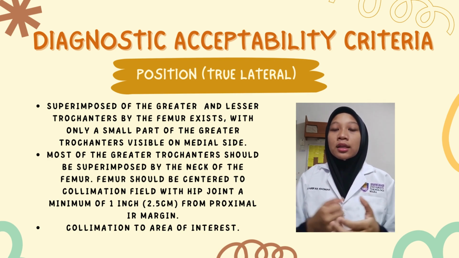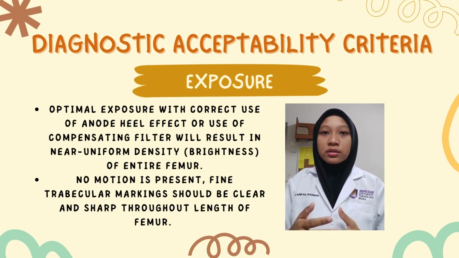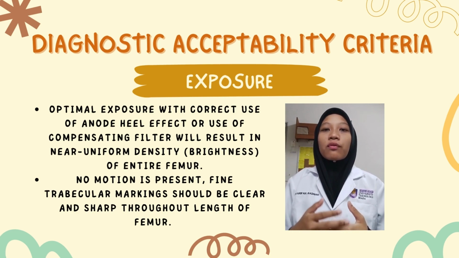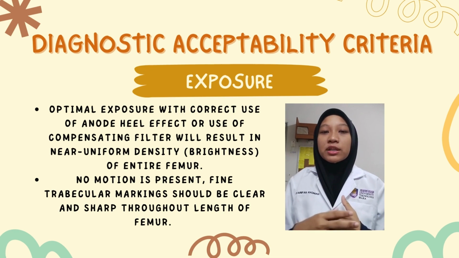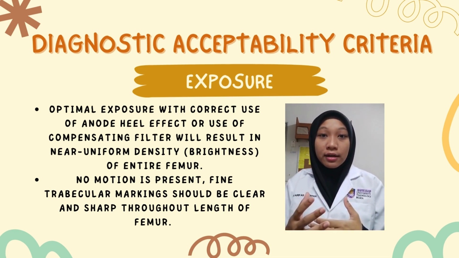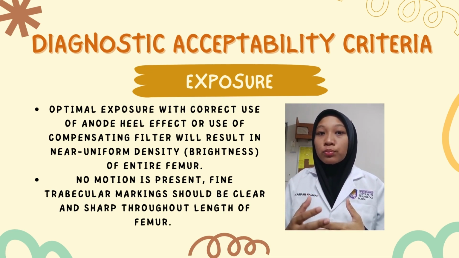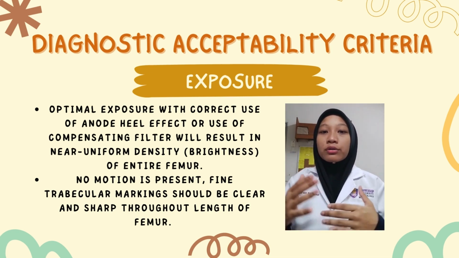The femur should be centered to the collimation field with the hip joint a minimum of 1 inch or 2.5 cm from the proximal IR margin. And for collimation, we must collimate to the area of interest. The next criterion is exposure. Optimal exposure with correct use of the anode heel effect or a compensating filter will result in near uniform density, that is brightness, of the entire femur. We must make sure no motion is present. Trabecular markings should be clear and sharp throughout the length of the femur.